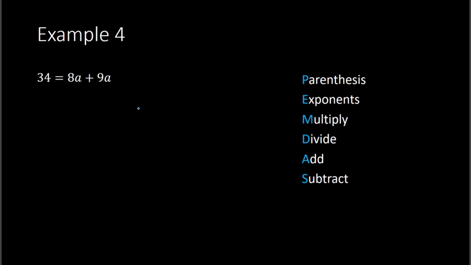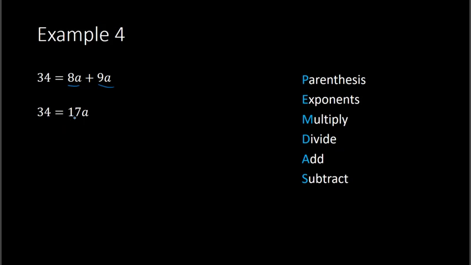Example 4. We have 34 equals 8a plus 9a. Now in this example, I need to simplify first before I start moving things around. So we notice the 8a and the 9a are like terms, which means that I can combine. So when I combine, I have 8a's plus 9 more a's, which means I have 17a's. So the right side I have 17a, left side is 34.